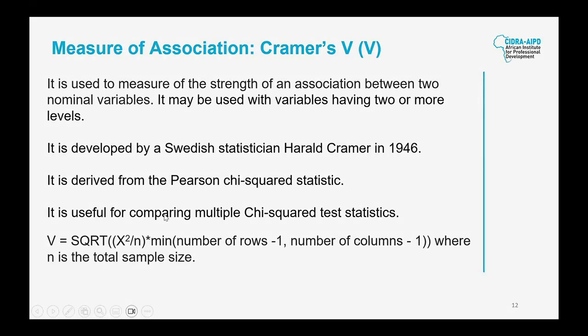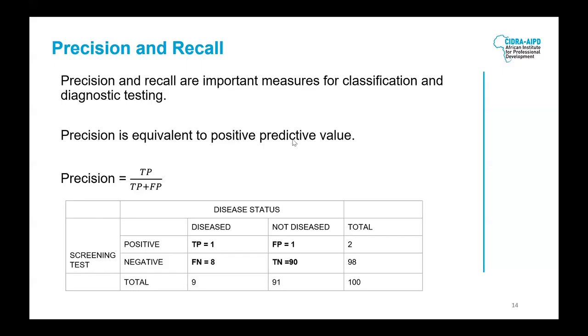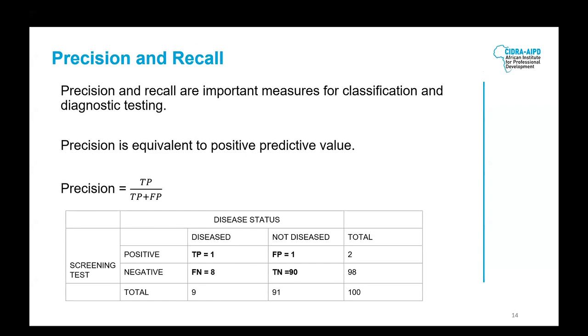Next we have precision and recall. Precision and recall are important measures for classification and diagnostic testing. Now you may ask, what's the difference between these two measures, right? So now let's focus on precision first on this slide. Precision is concerned with the fraction of true positives among all predicted positives, right? So precision is equivalent to positive predictive value, which we briefly covered in our session 1.